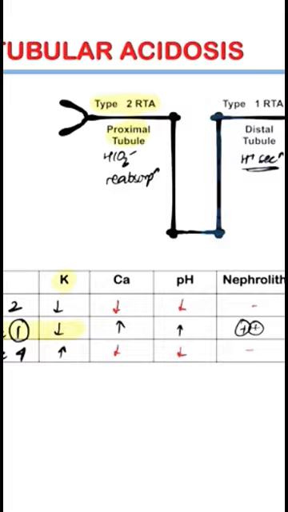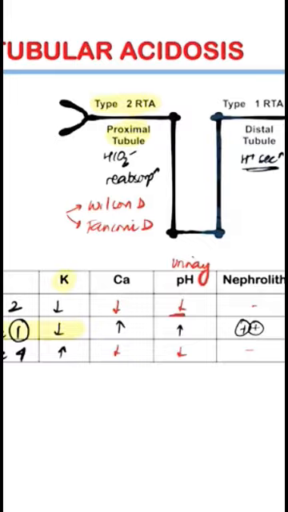Type 2 RTA is the proximal tubule. Remember, in type 2 RTA, Wilson's disease is one cause, and Fanconi's disease, which is a failure of reabsorption of everything in the proximal tubule, is also a cause. So what happens here? The calcium is low, potassium is low, and the pH is low. The pH I'm talking about is urinary pH. The urinary pH is low because bicarbonate reabsorption is not happening.